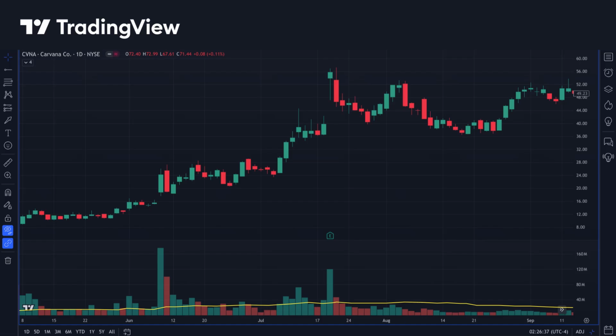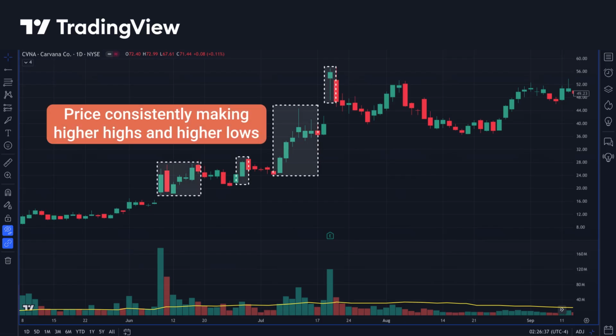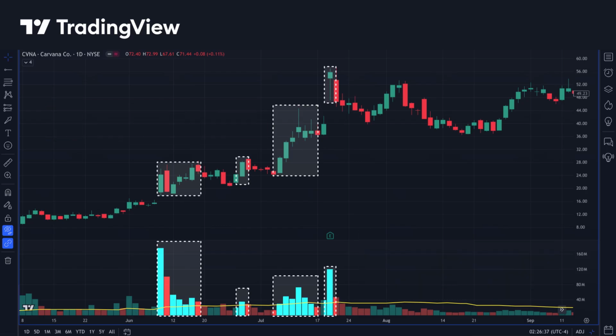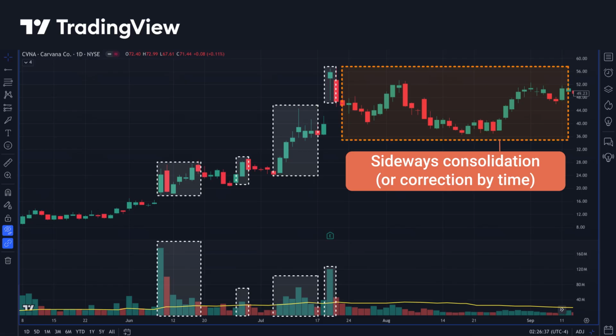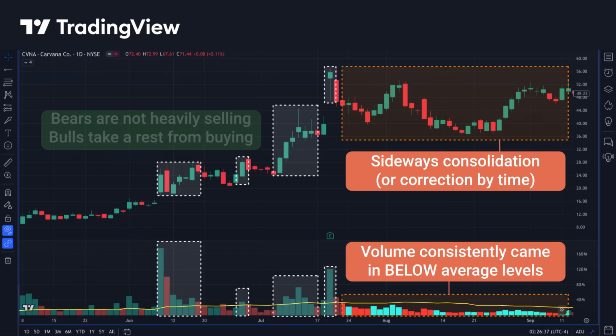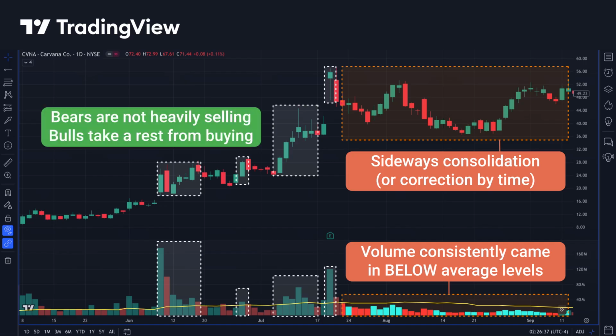On the first half of this chart, we see the stock is in a clear uptrend, with the price consistently making higher highs and higher lows. Notice how the volume bars consistently spike above the 50-period volume moving average on each breakout to a new high, confirming the strength of the bullish trend. Then, when the price enters into a sideways consolidation, also known as a correction by time, notice how volume came in below average levels most of the time. This is exactly the type of high probability volume pattern we want to see in the MTG strategy, as it indicates the bears are not heavily selling when the bulls take a rest from buying.